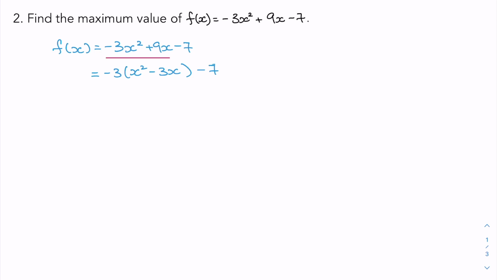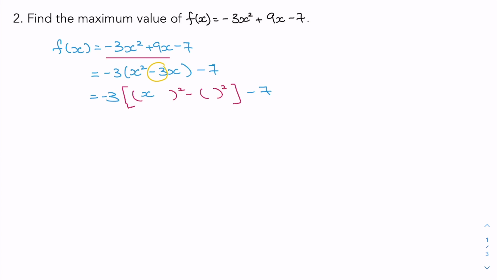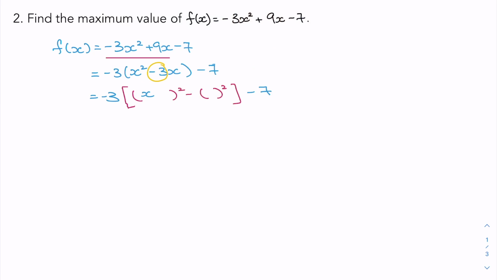Next, we do the same thing as the previous by putting a big bracket squared minus small bracket squared, leaving the negative 7 outside. And we start to determine what's inside the big bracket again. We write down an x first. Then we look for the coefficient of the x in the previous line, which was negative 3, to divide it by 2. In this case it is minus 3 over 2. 3 over 2 also goes into the small bracket.